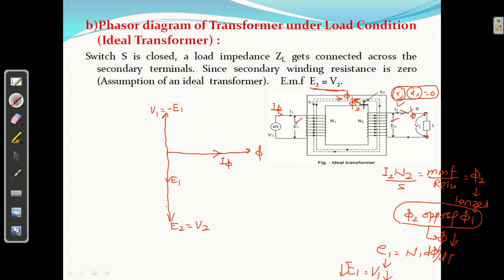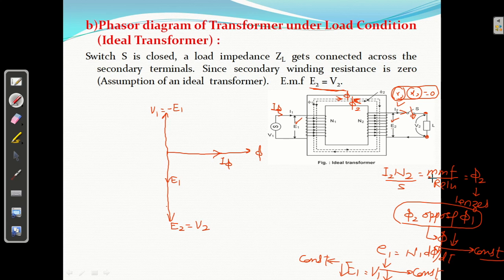V1 is not decided by the transformer. V1 is your supply voltage. It is constant. If this is constant, it means E1 is also constant. For E1 to be constant, what is the condition? Flux must be constant. Flux must be constant.